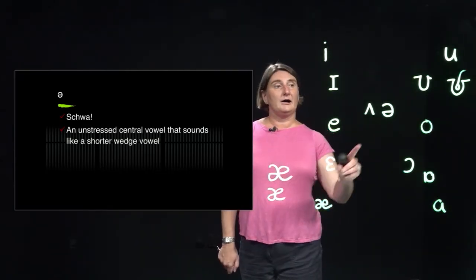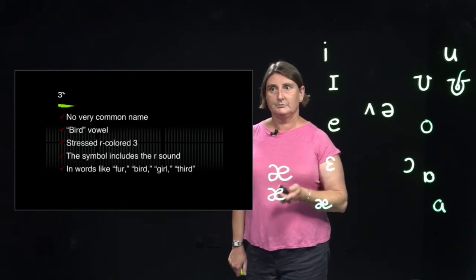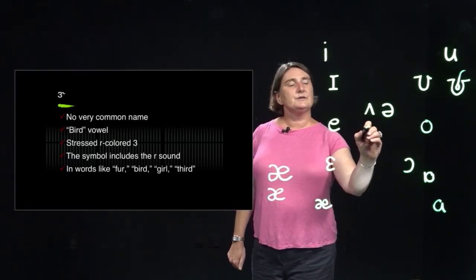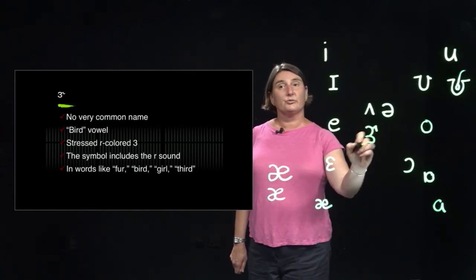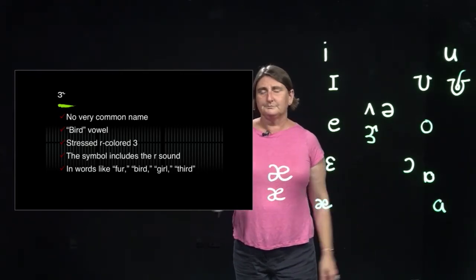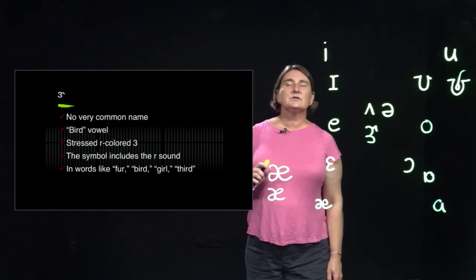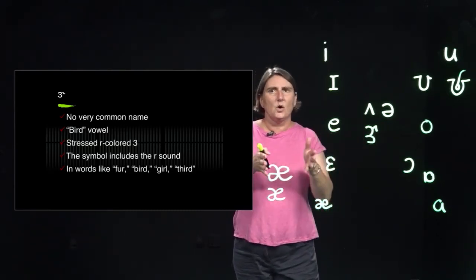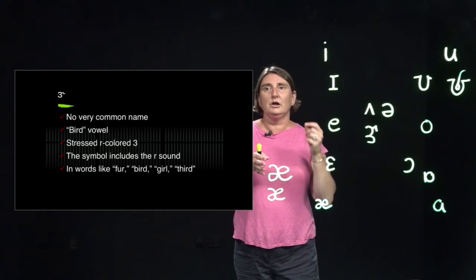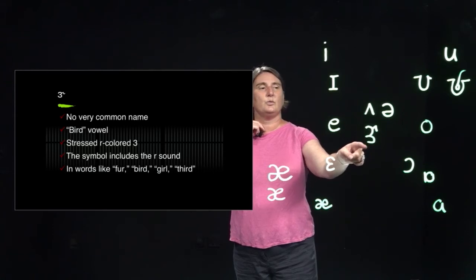We also have these guys in our R-colored versions, which might blow your mind, but it's pretty normal, I think, now. So here's this vowel. It looks like a 3 with a little R hook on it. A lot of people call it the bird vowel, or you can call it a stressed R-colored 3. And so included within that sound is the vowel and the R. So this would be used in a word like fur, girl, third. So you don't need a separate R. You've got the whole sound with that.